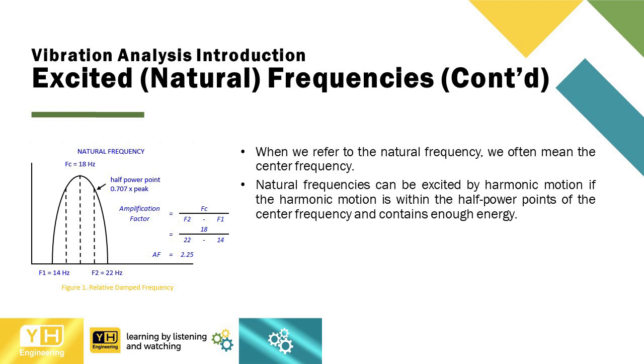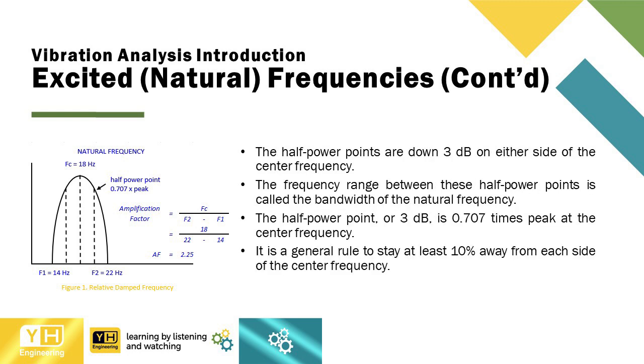Natural frequencies can be excited by harmonic motion if the harmonic motion is within the half-power points of the center frequency and contains enough energy. The half-power points are down 3 decibels on either side of the center frequency. The frequency range between these half-power points is called the bandwidth of the natural frequency. The half-power point, or 3 decibels, is 0.707 times peak at the center frequency.